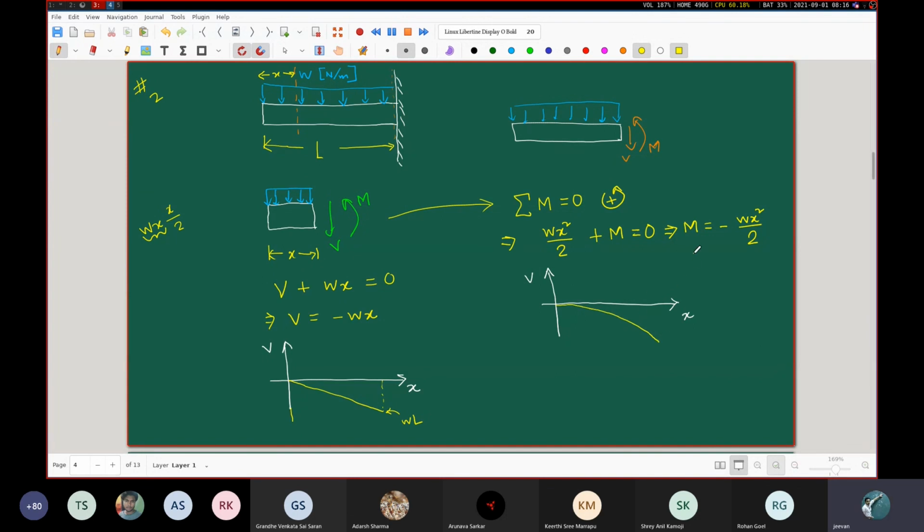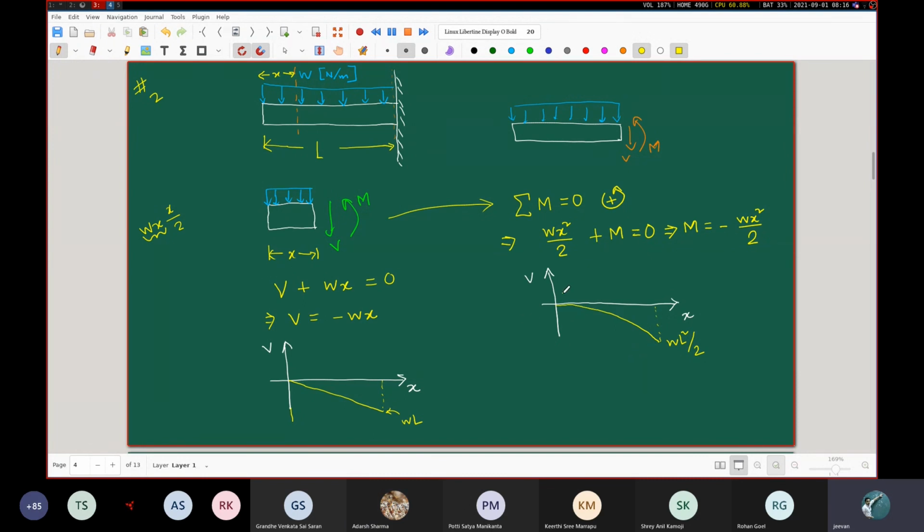Okay, it will look like a parabola because the expression for m is indeed like a parabola. Now, what is the largest magnitude of this? WL square by 2. Now, these are the kind of things which you should particularly note.